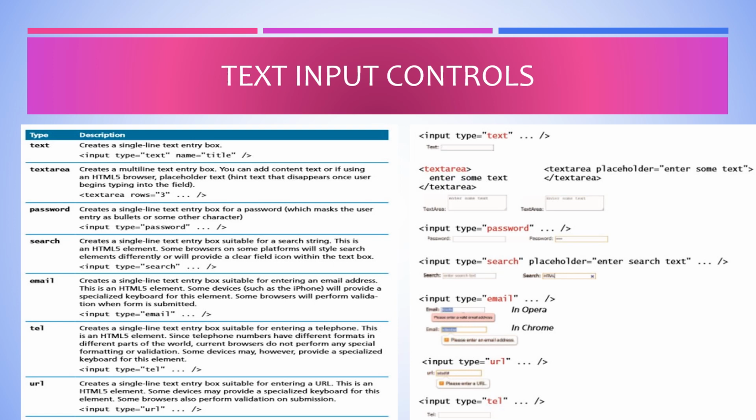Password creates a single line text entry box for a password. Search creates a single line text entry box suitable for a search string. This is an HTML5 element. Some browsers on some platforms will style search elements differently or will provide a clear field icon within the text box.